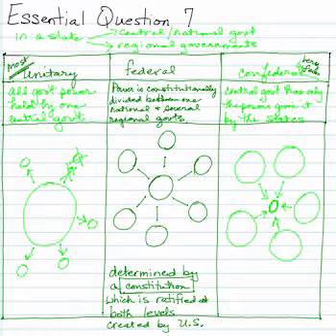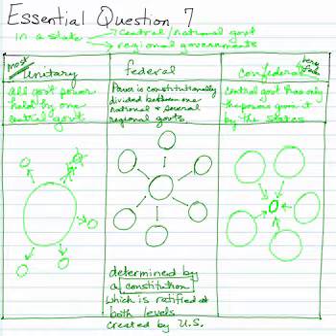This lecture addresses essential question number 7. How is government organized differently in unitary, federal, and confederal systems? And what are the pros and cons of each? This lecture is basically going to consider the organization, not the pros and cons. But first, let's think back to essential question number 6.